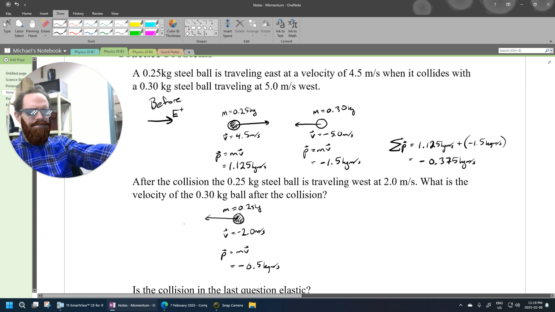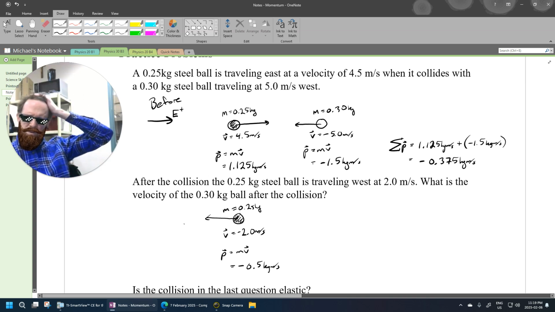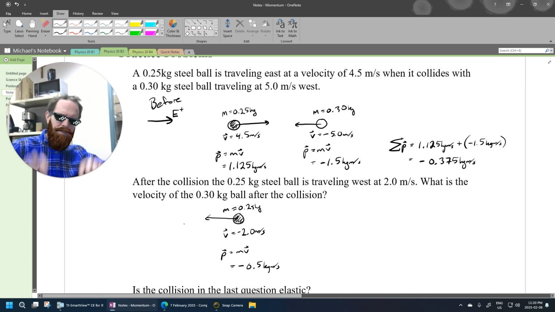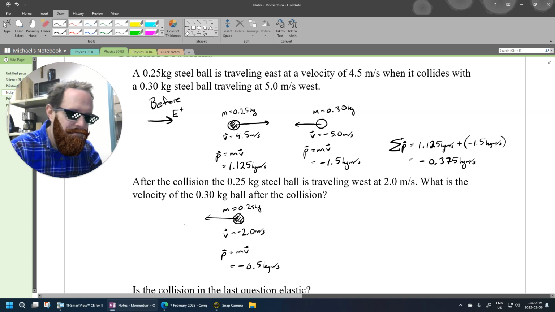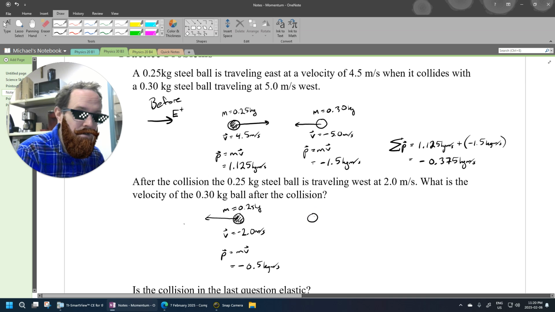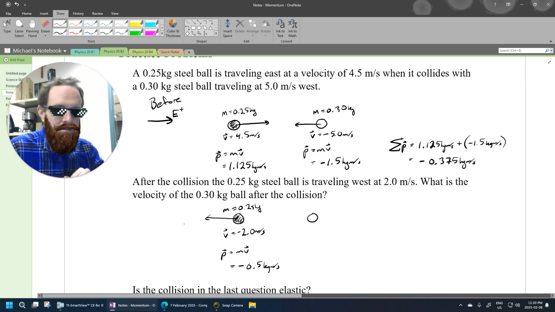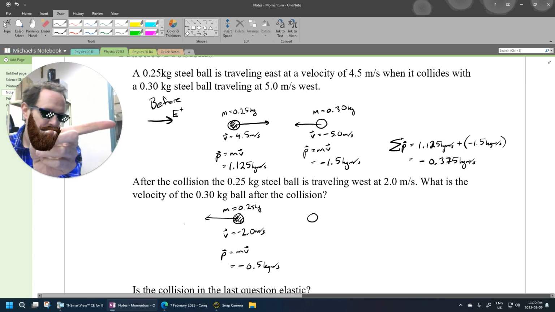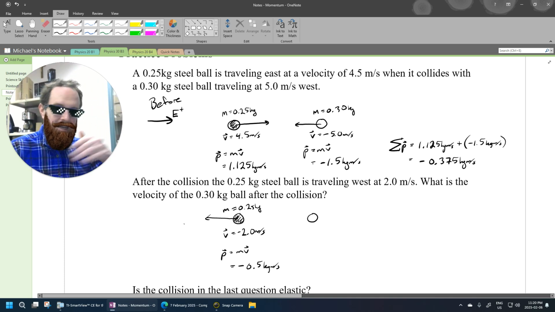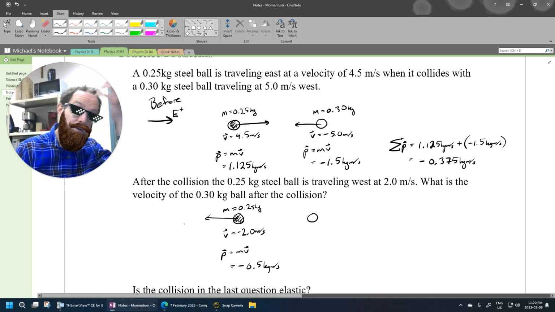Well, that's weird. The momentum beforehand added to a negative 0.375, but now this one's negative 0.5. So this one has a larger magnitude. How can it have a larger magnitude? It's got to balance out. So that must mean the other ball must be going the other direction, right? Now, if you don't know which way the ball is moving, just put an arrow out there, and the sign convention that we used right here, that says east is positive, the sign convention is going to fix it for us, right? As long as we do the math correctly, we should be good.